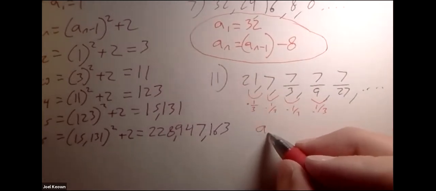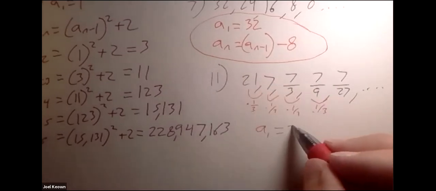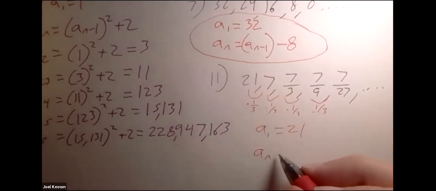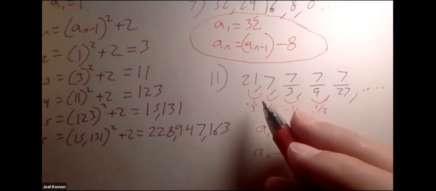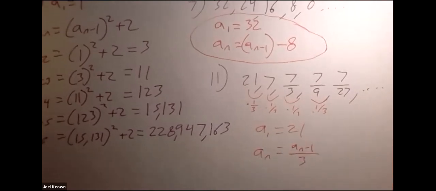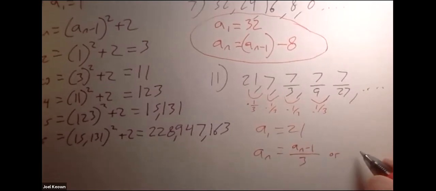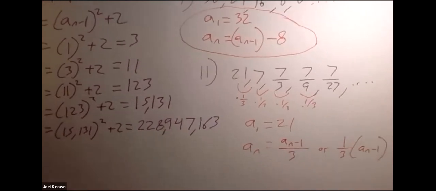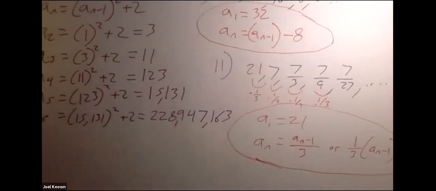So I'll say, okay, a sub 1 is the first term. A sub n is, well, I take the previous term. I can write this one of two ways. I can say a sub n minus 1 divided by 3, or I can say 1/3 times a sub n minus 1. Either one of those is correct.